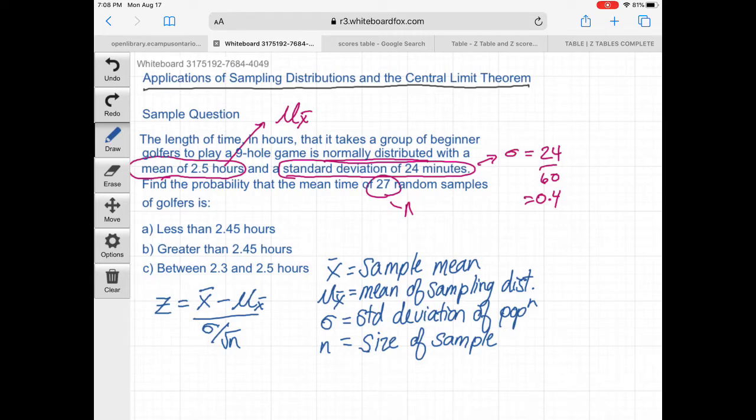So we're going to look at part C: find the probability that the mean time of 27 random samples of golfers is between 2.3 and 2.5 hours.